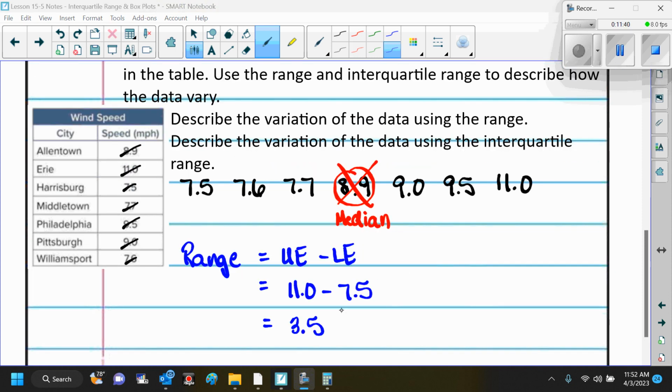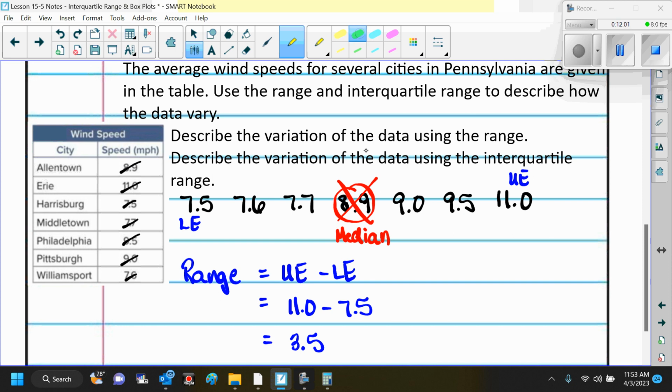So the range is simple. First, we want to take the upper extreme, the highest number, and the lower extreme, the lowest number, and subtract them. That's going to give us the range. So that's going to be 3.5. And now we're going to find the lower quartile and the upper quartile. Remember, the lower quartile, we're going to use the lower half. The upper quartile, we're going to use for the upper half, okay? So the lower quartile is 7.6 and the upper quartile is 9.5.